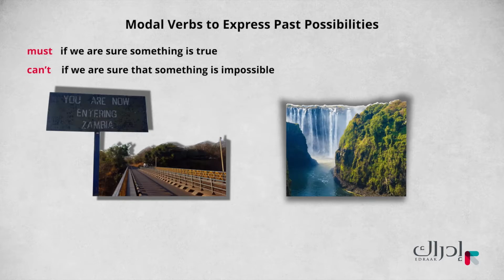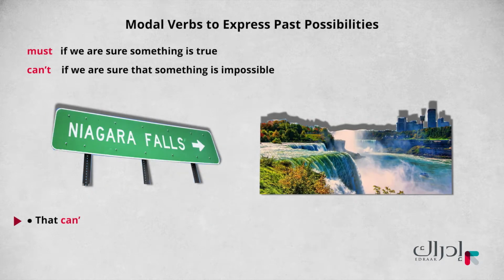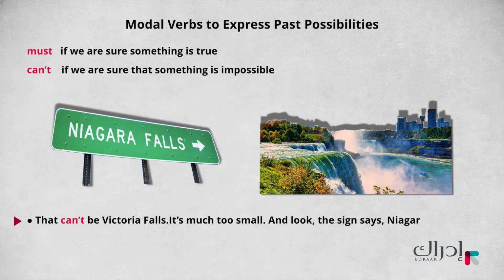For example, if you see this waterfall, you can say, "It's huge! That must be Victoria Falls, and the sign says so too. We are very certain it's Victoria Falls." Or: "That can't be Victoria Falls. It's much too small. And look, the sign says Niagara Falls." We are very certain it is not Victoria Falls.